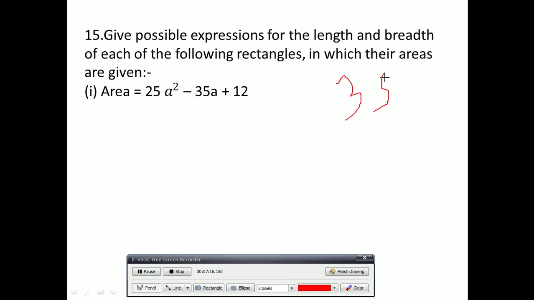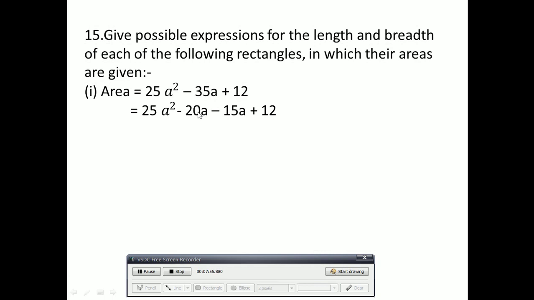So we have to split 35 so that the addition or subtraction of both terms gives 35, and the product of those two numbers should be, what is the value of 25 into 12? 25 into 12, I think that is 300. So the product of those numbers should be 300. So if we split 35 into two numbers, adding or subtracting them should give 35, but the product should be 300. So what can be those numbers, students?